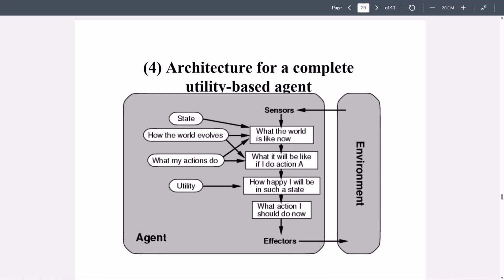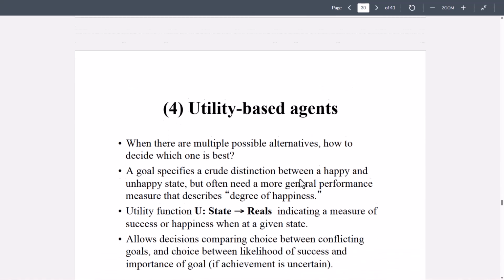Let's consider the conflicting goals. Example, speed versus safety. The utility function balances the trade-off, that is, how fast you should go and still make sure the drive is safe, feels safe. And the other is uncertainty. When success isn't guaranteed, the agent picks the action with the highest expected utility, or average outcome, considering probabilities. So a utility-based agent chooses actions to maximize its expected utility. This makes it more flexible than simple reflex or goal-based agents, but it's also harder to build since the agent must model the environment and compute outcomes efficiently.